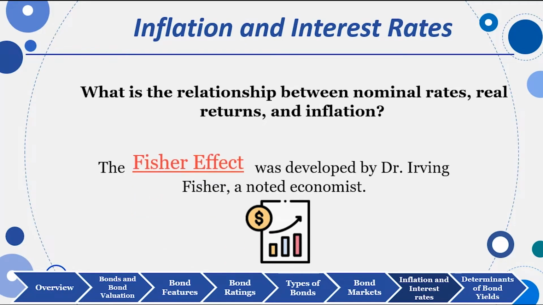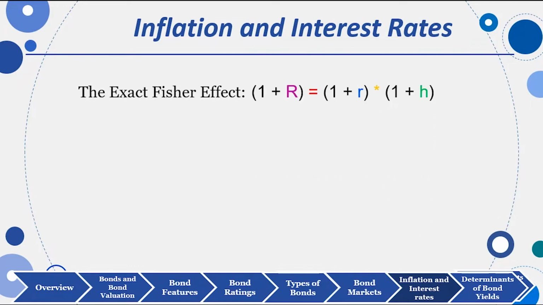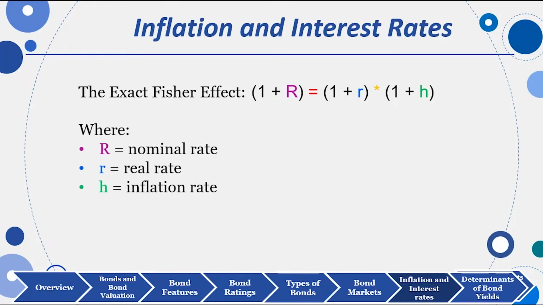We get that by subtracting inflation, or H. This Fisher effect was developed by noted economist Irving Fisher, so you will see this again in your econ classes in undergrad and in grad school. The exact Fisher effect is 1 plus that total rate or nominal rate equals 1 plus the real rate times 1 plus inflation, and this is postulated by economist Irving Fisher.